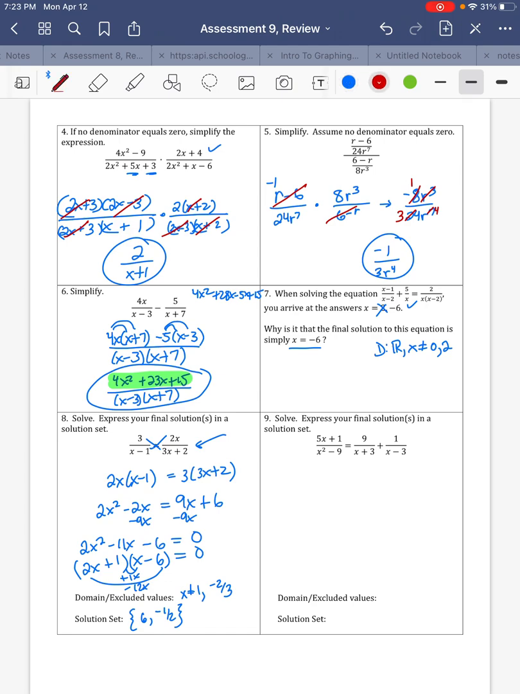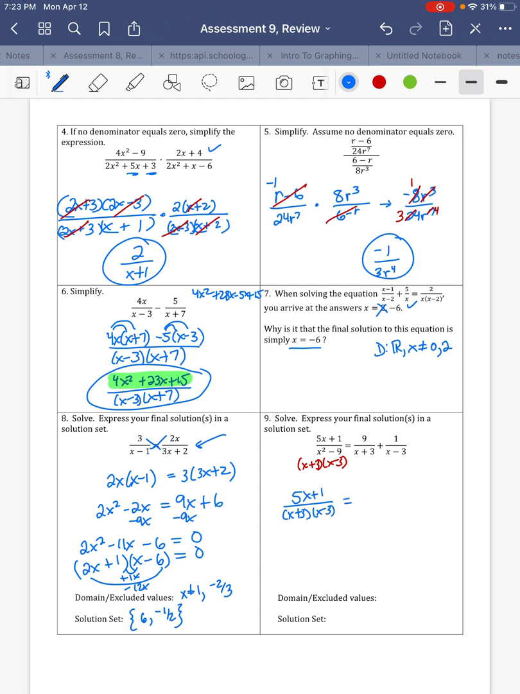All right, on number 9. First thing to notice on number 9 is that x squared minus 9 is really x plus 3 and x minus 3. So it's just a combination of the other two. All right, so we're going to multiply through by our common denominator, or basically going to try and make everything have a common denominator. So the 5x plus 1 already has x plus 3 and x minus 3.